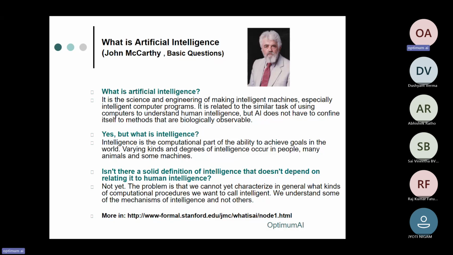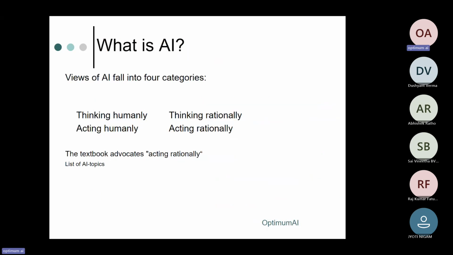So, in order to test the intelligence, they have created a simple framework. That framework is divided into a few categories: thinking humanly, thinking rationally, acting humanly, and acting rationally. These four categories fall into AI, and they try to see how an AI system behaves in terms of intelligence.